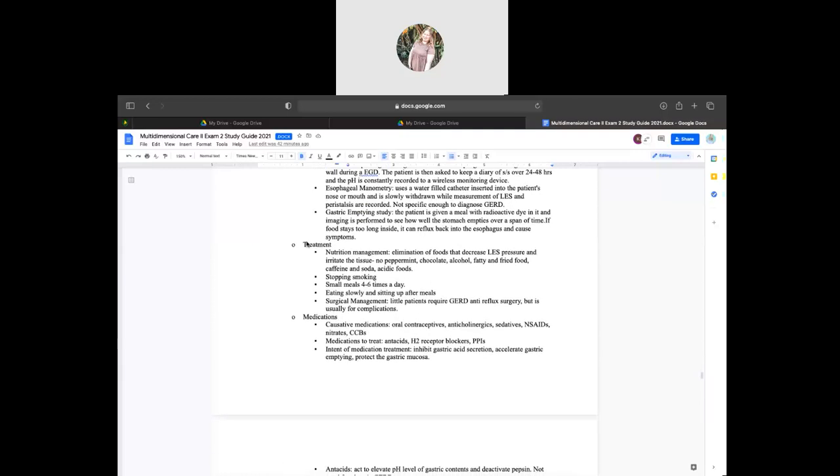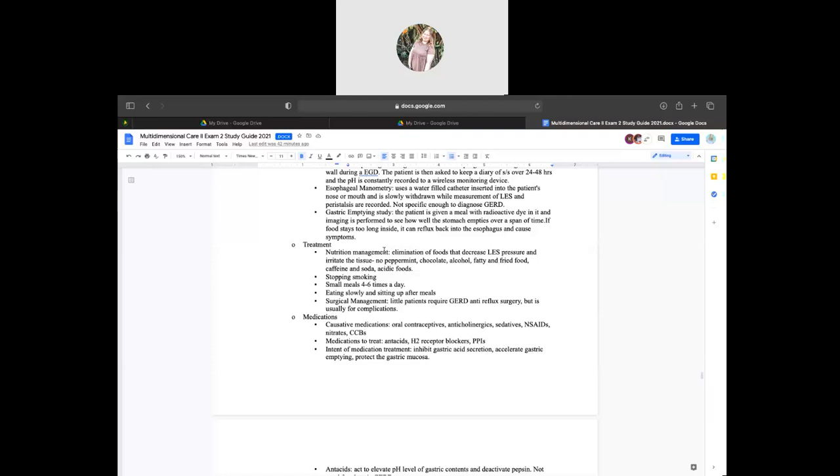So your treatment here is going to be a lot of your nutrition management and lifestyle changes. Surgery is something that patients who have GERD may not require, but it's usually for complications. So often patients with GERD won't need surgery. It's more about your lifestyle changes. So your nutrition management, remember, you want to eliminate foods that decrease the LES pressure and irritate the tissue. So like no peppermint, chocolate, alcohol, fatty or fried food, caffeine and soda, or acidic foods.